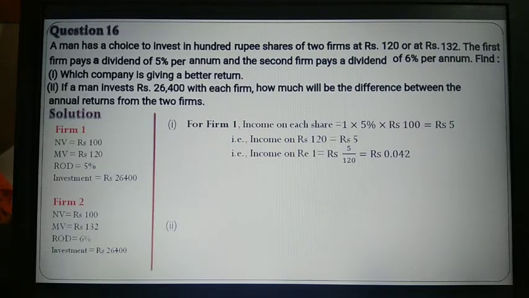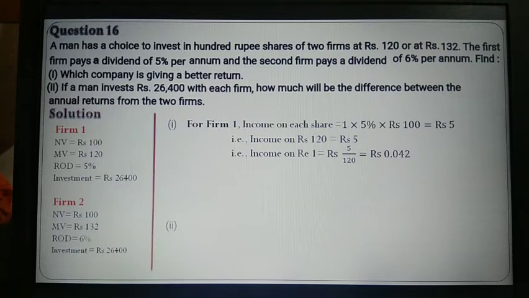Okay, so we always need to find the income on rupee 1. Is that clear? Because here they have talked about for 120, here they are talking about for 130. So both are different amounts, so that's why I am going to calculate the income on the same amount, that is rupee 1. Okay, so from the first firm, my income for rupee 1 is rupees 0.042.